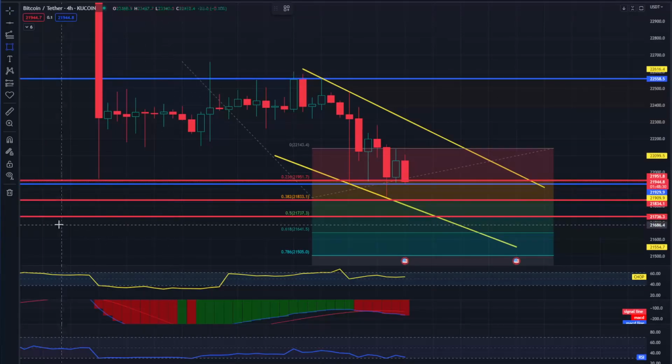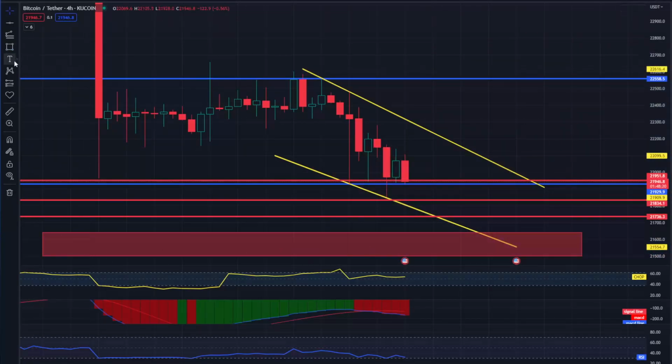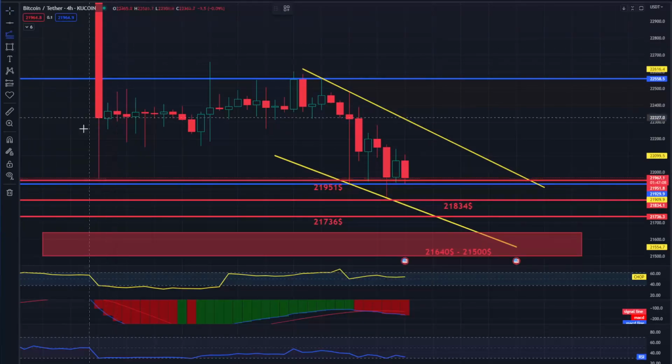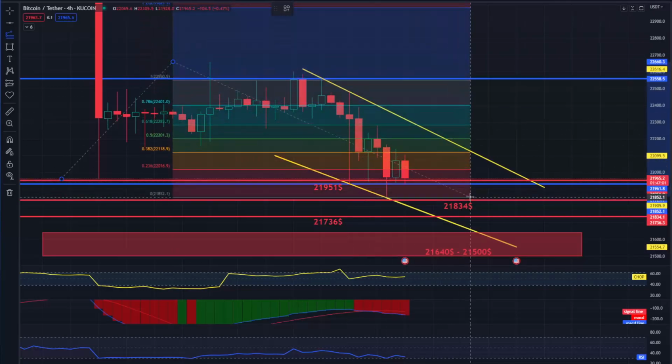And then it is worth marking a strong support zone from $21,640 to $21,500. Looking the other way, in a similar way, using the trend-based fib extension tool, we can determine the places of resistance.